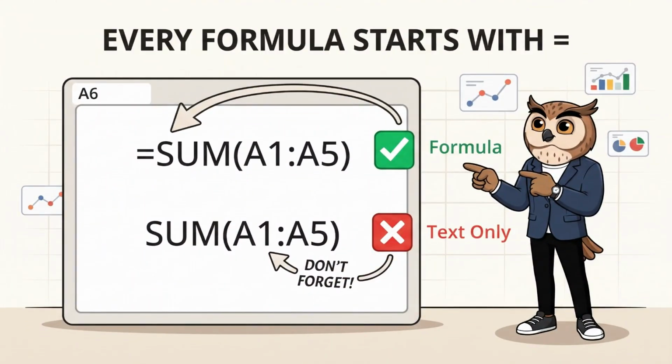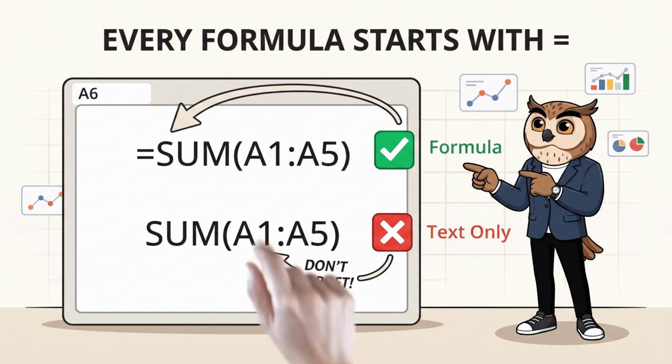Every formula in Microsoft Excel begins with the equal sign. This is the one rule that never changes. The moment you type the equal sign into a cell, Excel immediately understands that you want to perform a calculation instead of entering plain text. Without the equal sign, Excel treats everything you type as regular text, and no calculation will ever take place.